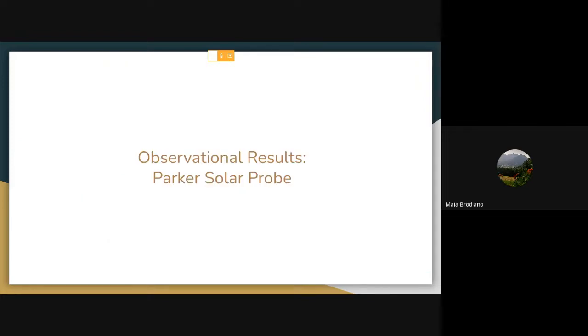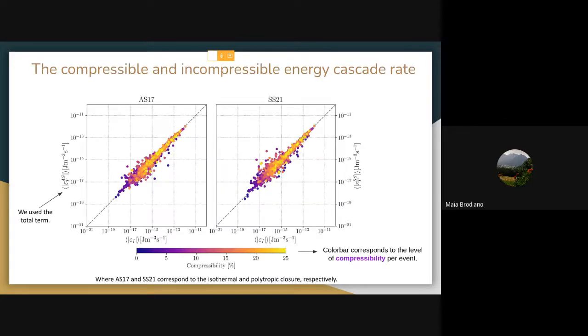Okay, so let's continue talking about our main results of Parker Solar Probe observations. First, we study the compressible energy cascade as a function of the incompressible energy cascade. And we compare two different models, the one with the isothermal closure and the one with the polytropic closure, which we call AS 2017 and SS 21. Moreover, we use a color bar that corresponds to the level of compressibility per event.